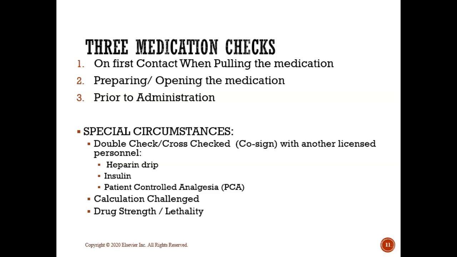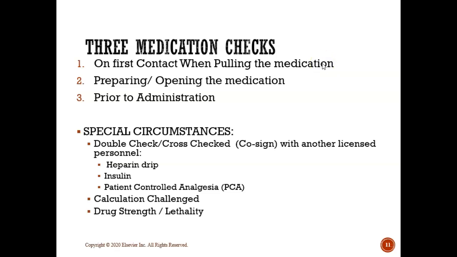So when do we do them? You need to know when. The first time you check it would be on first contact, when you first take that medication out. When you're pulling out that medication, you make sure that's the right medication, right dose, whatever's ordered, make sure that that's the right one. And in addition to that, during that first contact, you're also checking the expiration date. Is the medication that you're pulling expired? So that's the first check.